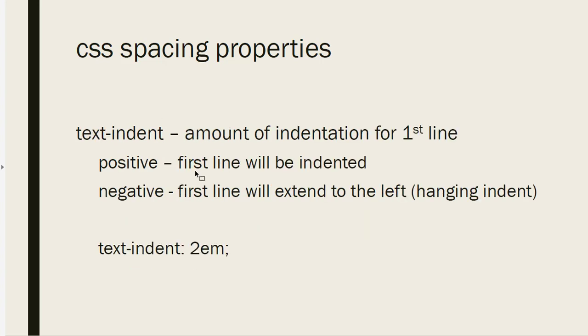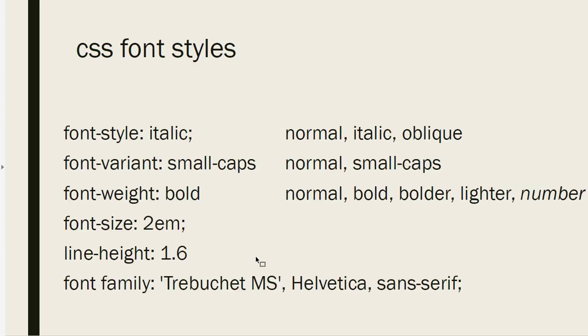Text indent allows us to indent the first line in a group of text, so like a paragraph. And we can use a positive if we want the first line to be indented, negative if we want the first line to be a hanging indent.